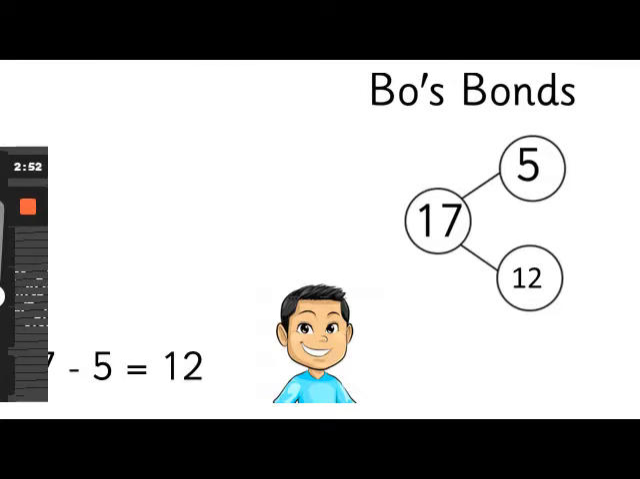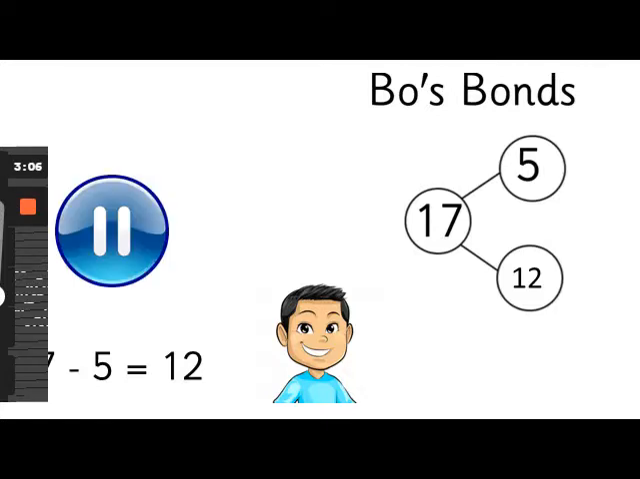We knew the whole was 17, and we knew one of the parts was 5. So if you subtract that 5 from the whole, we will get the other part. Say that sentence to yourself. 17 subtract 5 equals 12.